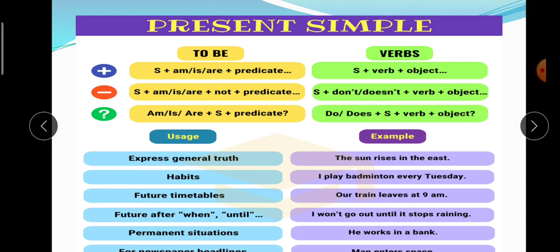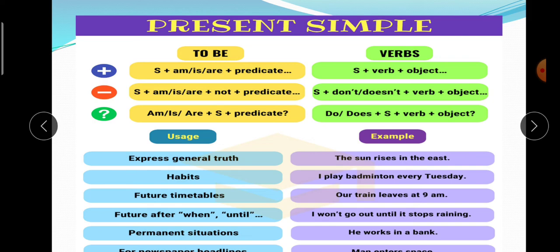She is a beautiful girl. I am an excellent cook. Now here these are simple to be sentences. There are no actions happening here, just the state of being. Now if we add a verb, the example will change.